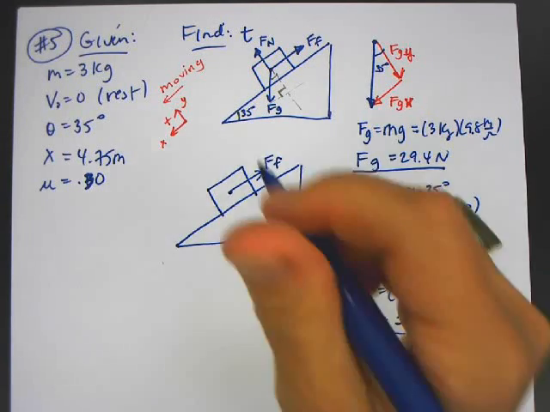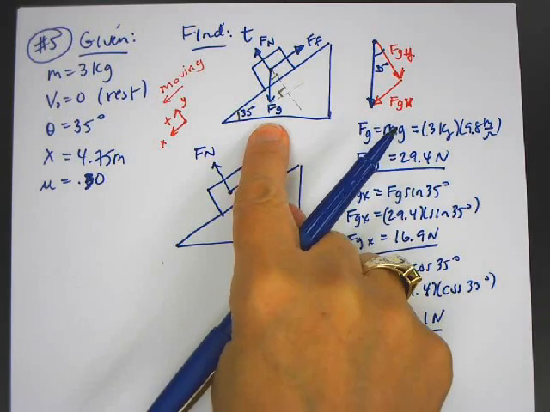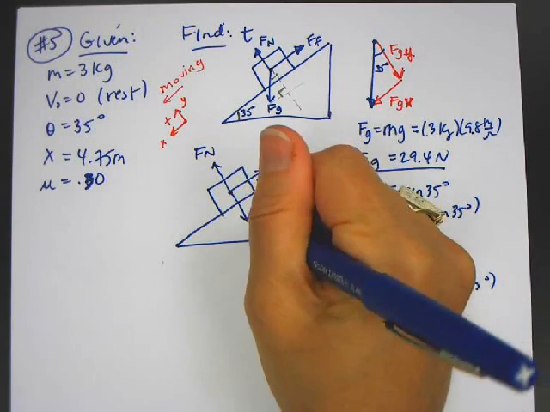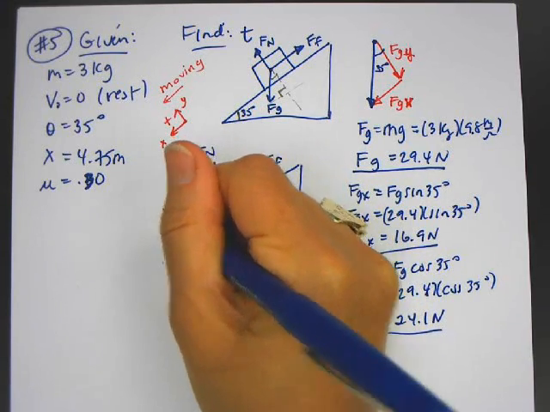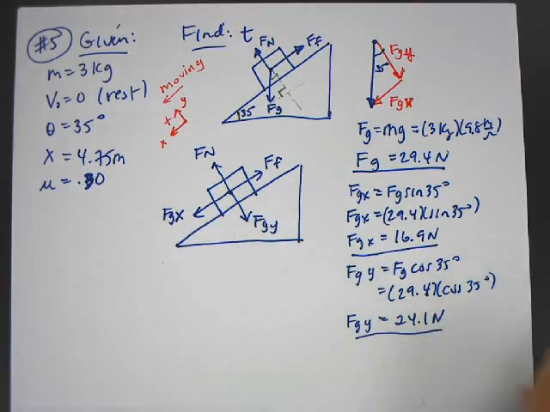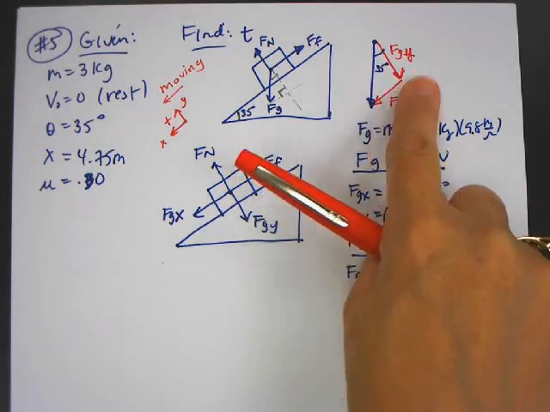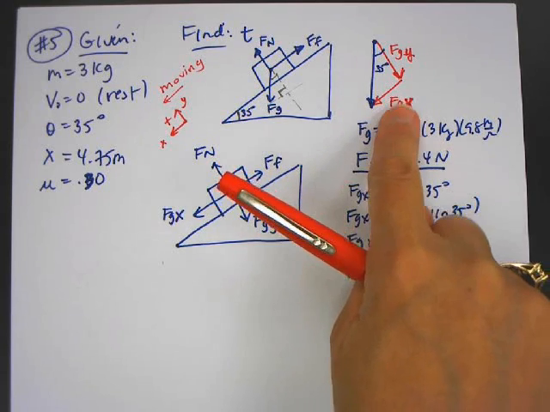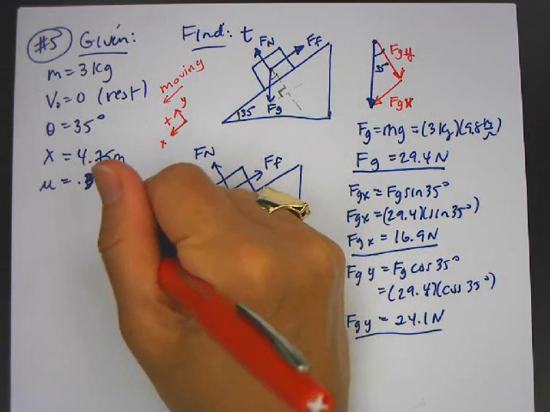So FF stays the same, Fn stays the same, and then instead of Fg, I'm going to have FGY and FGX. You have to make sure you draw these in the right direction. When you draw your components head to tail, if you draw these incorrectly, this is going to mess up your free body diagram. And again, this is my sign convention.